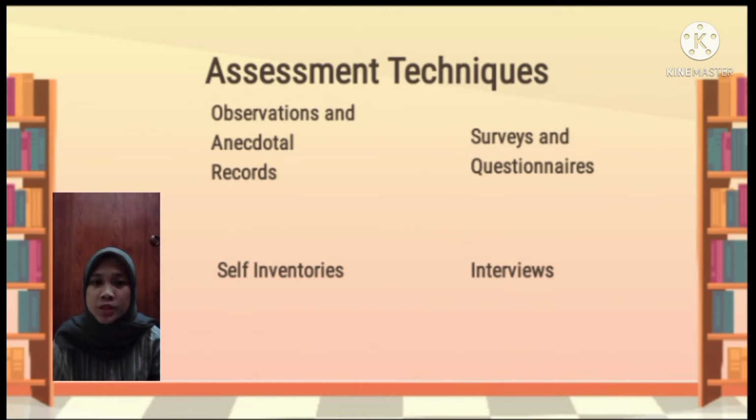Third, self-reporting inventories. A self-reporting inventory generally consists of a series of structured questions or statements that are to be answered with yes or no. For example, I usually turn my homework in on time, and finishing high school is important to me. Interviews are one of the most widely used assessment techniques.